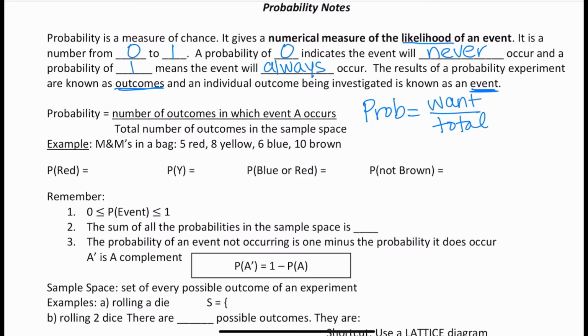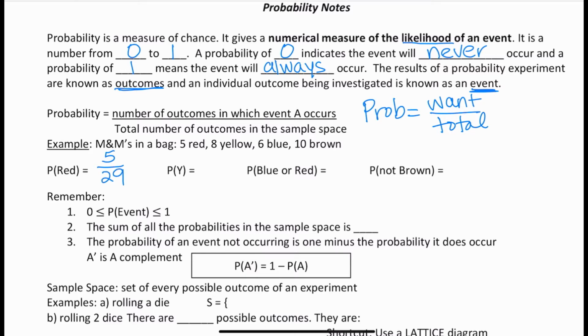So let's take a look at a quick example. In a bag of M&Ms, there's 5 red, 8 yellow, 6 blue, and 10 brown M&Ms. Find the probability of picking one red M&M. So even though the question says, what's the probability of picking one red M&M, what we want are the red M&Ms. And how many are there? There are 5 red. Out of how many in total? You're going to have to add 5 plus 8 plus 6 plus 10. There's a total of 29 M&Ms.